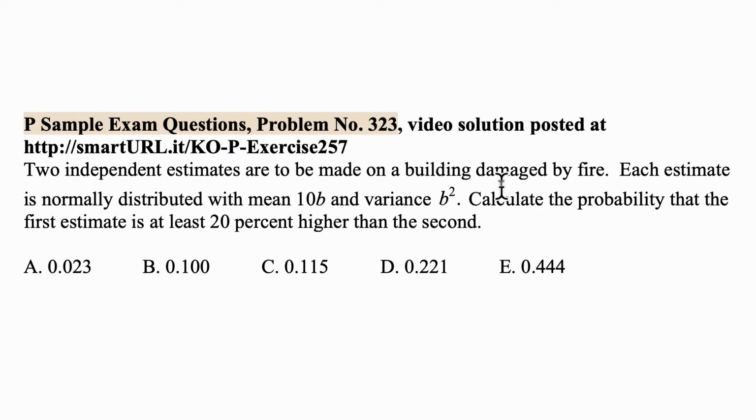It's from the sample of problems published by Society of Actuaries, exam P on probability. Two independent estimates are to be made on a building damaged by fire. Each estimate is normally distributed with mean 10b and variance b squared. Calculate the probability that the first estimate is at least 20% higher than the second.